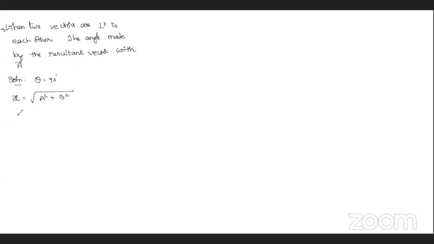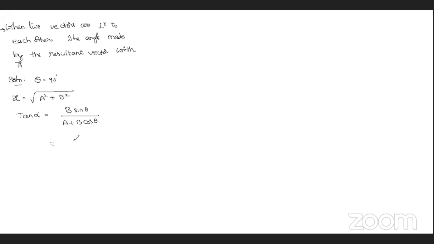Why? Because tan alpha. Better I write the same equation here instead of going to the previous page. The equation we got: B sine theta by A plus B cos theta. In this case, if you substitute theta 90 degrees here. Sir, it will be B by 0, sir.